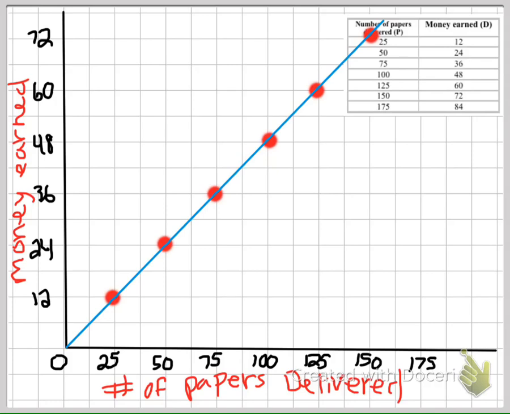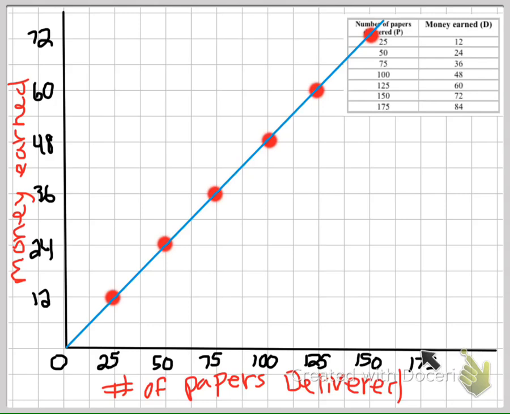Okay, number one asks you to graph the situation with number of papers delivered versus money earned. So here is my graph. They made it pretty easy on you because on the X side of the table, which is our x-axis, they counted up by an even amount of 25, so I kept that. I numbered by 25, but I was counting by something else because I skipped a line every time.